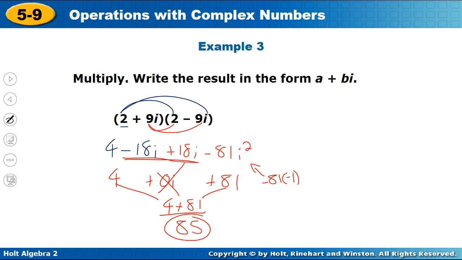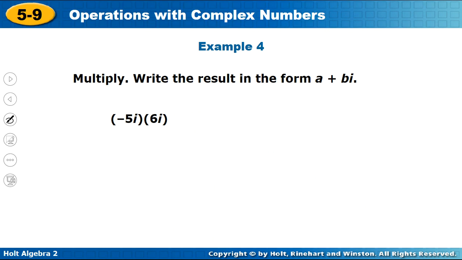So, remember to multiply them, distribute here, combine your like terms. Remember that i squared is negative 1. You should be good. Yep, we get 85. Alright, this one here is just one term and one term, so really just a negative 5 times a 6, which is a negative 30, and then i and i, of course, make i squared. So this is negative 30i squared, or again, negative 30 times negative 1, which is a positive 30.